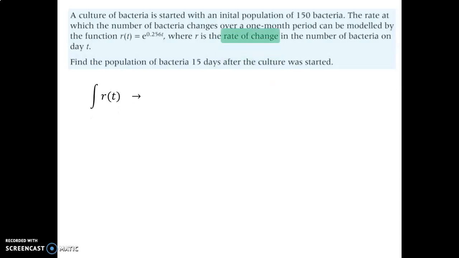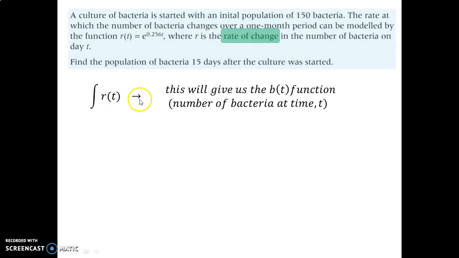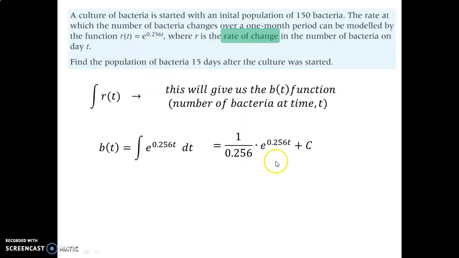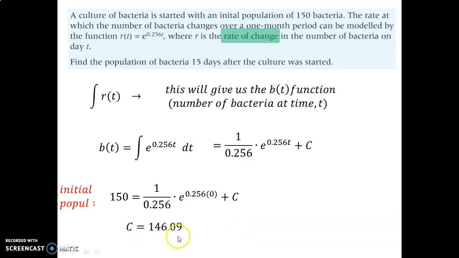Again, we're given the rate of change. We know that if we take the integral of that, we will get the bacteria function. So the bacteria function is the integral of the rate function it gave us. That works out to this. Check your work now. And now solve for C. We're putting the initial population in there, 150 at day 0. And the C value is this. Now we have our full model.